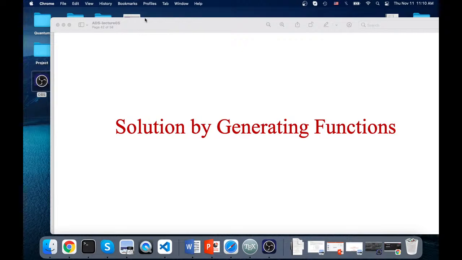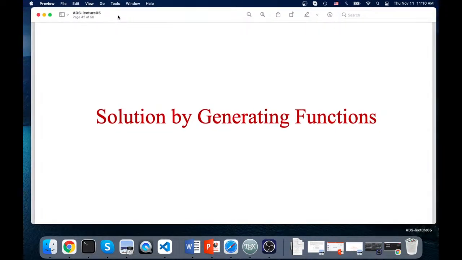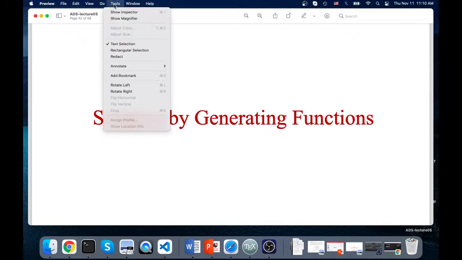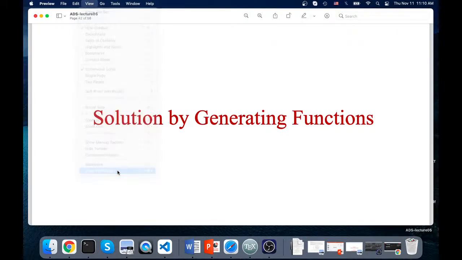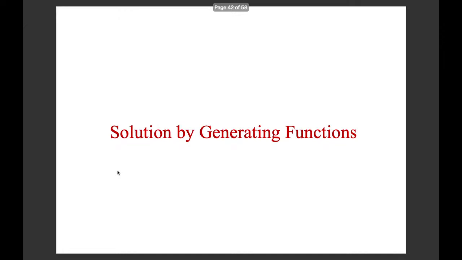Hello, good morning. So let us have the class summary now. Today we will continue our discussion on recurrence relation, and we will actually be finishing this topic today. We will talk about another way to solve a linear recurrence relation by using generating functions.